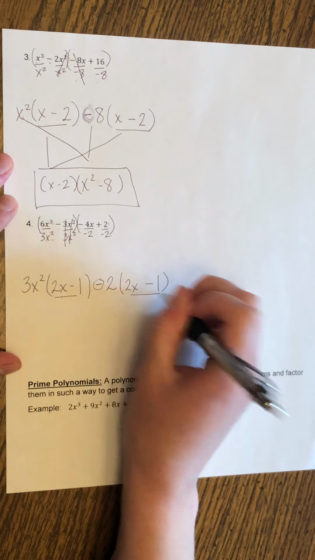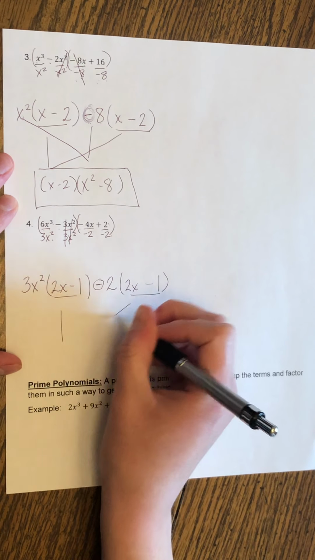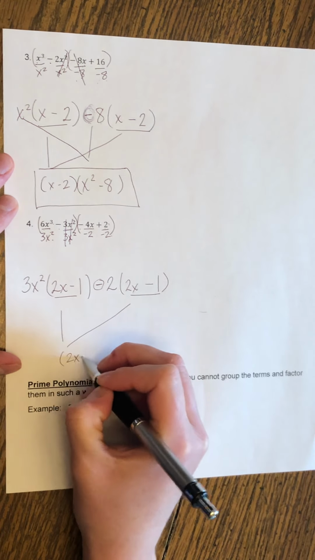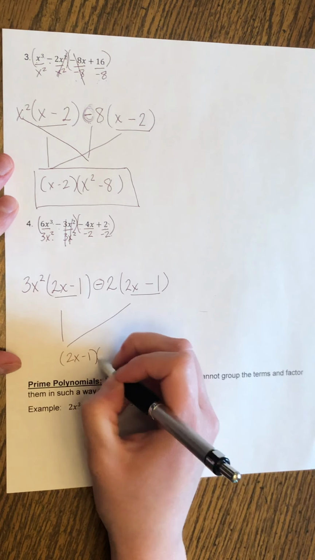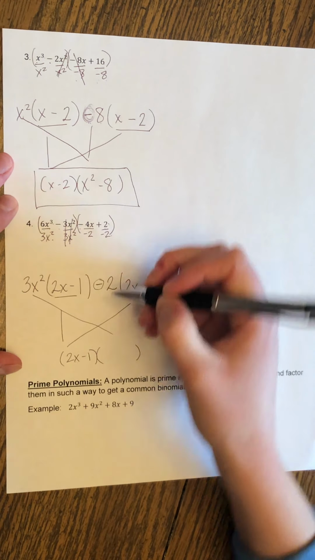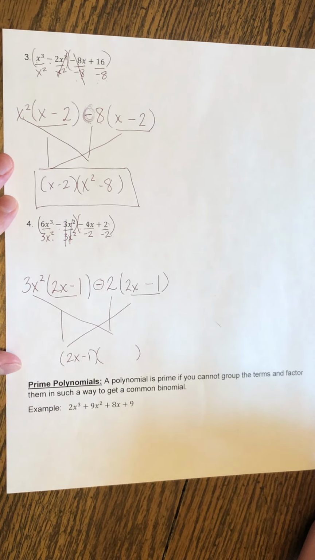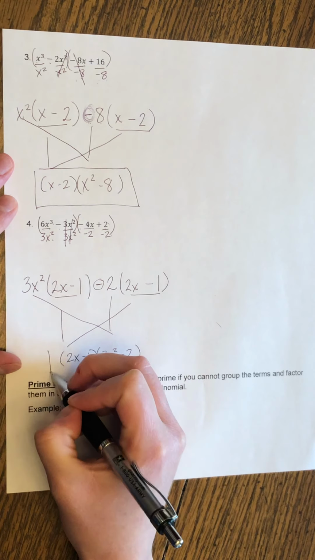You want to check, are the terms that you have in parentheses the same exact thing? Yes, they are. So for the final answer, I'm going to write that term I see in the parentheses one time. For my second set of parentheses, I'm going to put together what I had in front of the parentheses. So 3x squared minus 2.